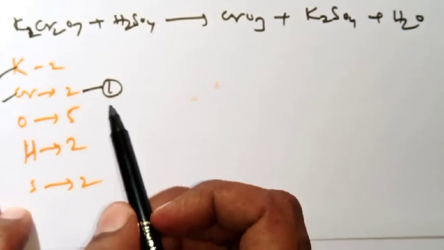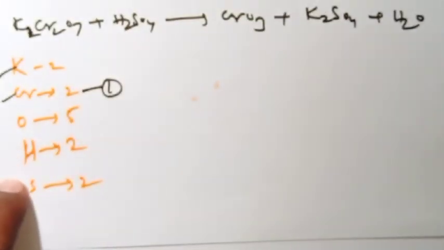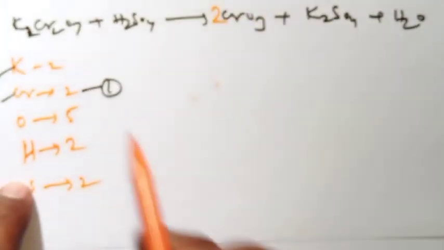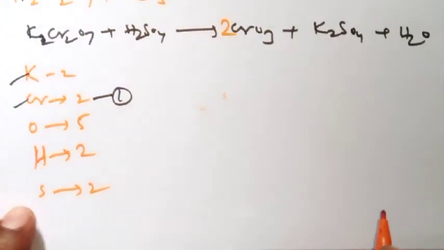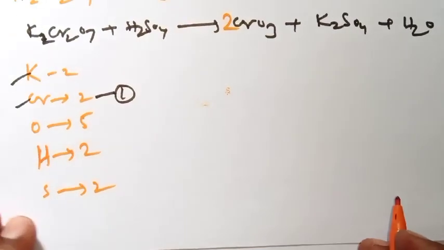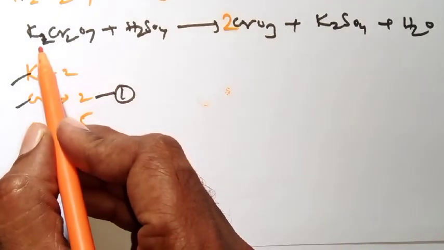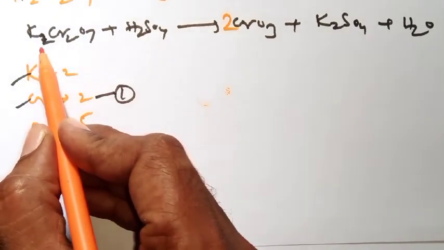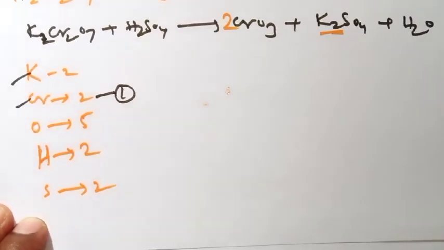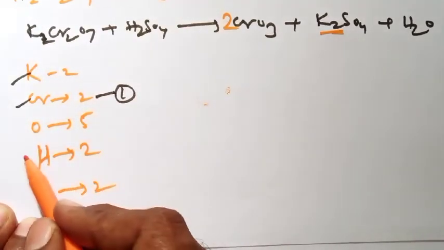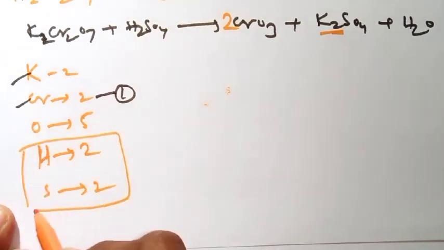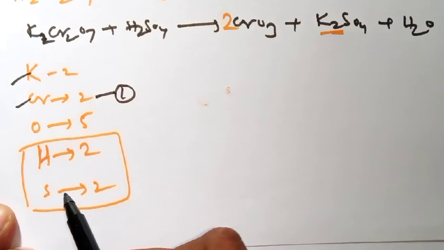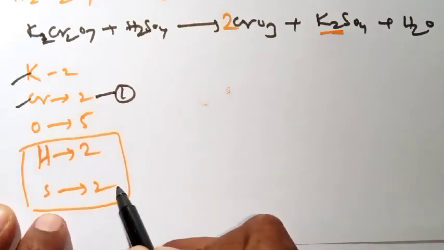So look at the chromium. Left side 2 chromiums are there, but right side only 1 chromium. That is why write 2 here. Now chromium is balanced. Is it clear? After that, potassium. Left side 2 potassiums, right side 2 potassiums, already balanced. Is it clear? Next come to the remaining hydrogen and sulfur. Again, both are non-metals. Sulfur has the highest atomic number. Then give the preference to this one.